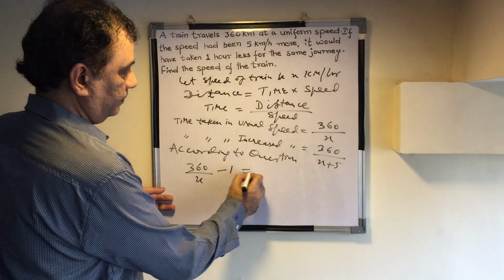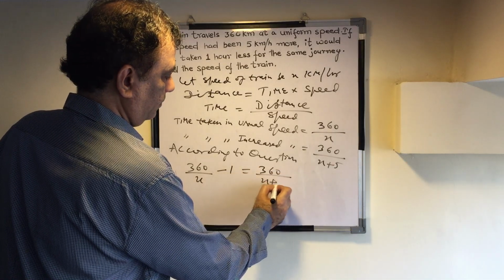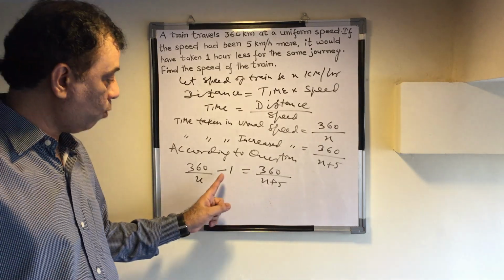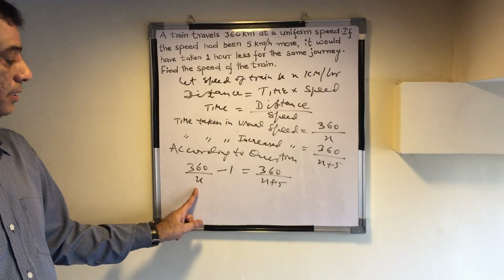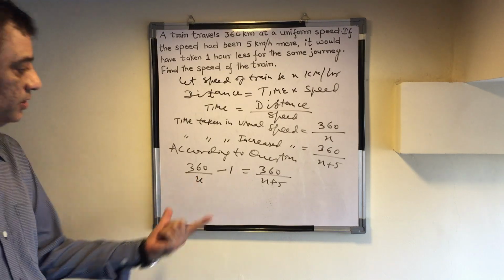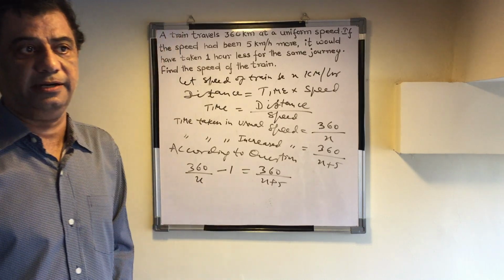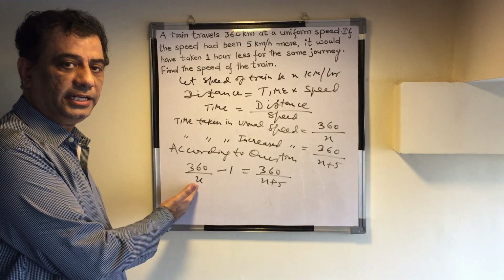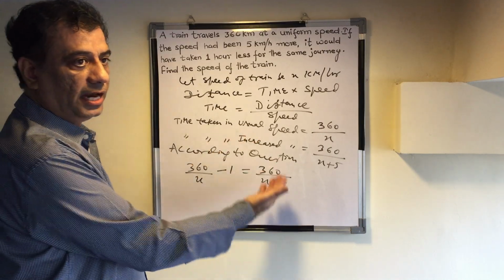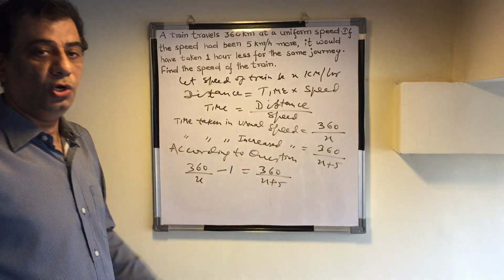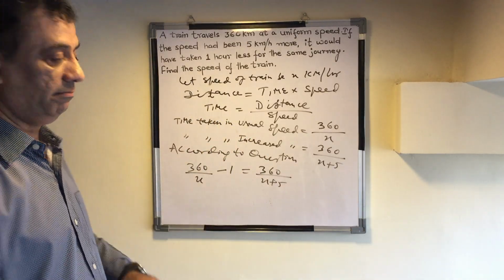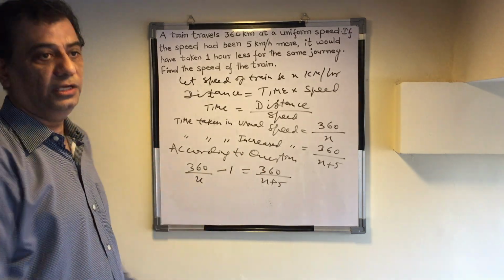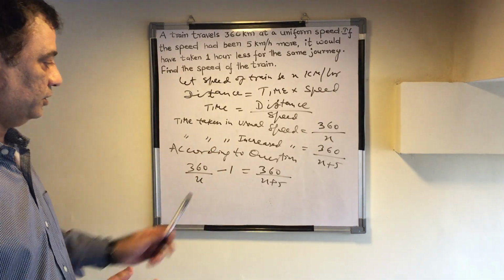They have said that the time taken in case of increased speed will be 1 hour less than the time taken in usual speed. Remember, this is the main point you have to understand: how to make the equation. First you have to write the time taken in case of usual speed, and on the RHS you will take the time taken in case of increased speed. So which speed will take less time? The increased speed will take 1 hour less than the usual speed. This is the main important part.